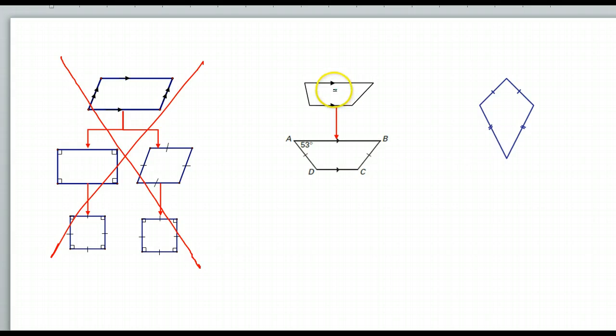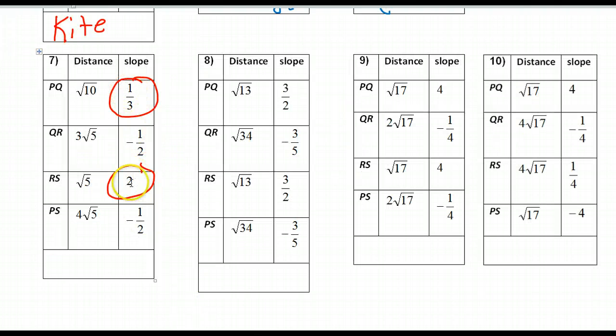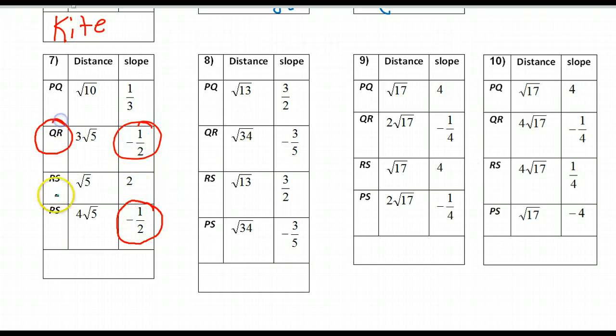Let's do trapezoid next. Trapezoid has one pair of parallel sides. Okay, so is it a trapezoid? Well, these were not parallel, but what about these? Negative 1/2, negative 1/2. Those are parallel, okay? So QR and PS are parallel. So this is a trapezoid. So I can go ahead and write down trapezoid. I left space at the top because maybe it's isosceles. Maybe not.